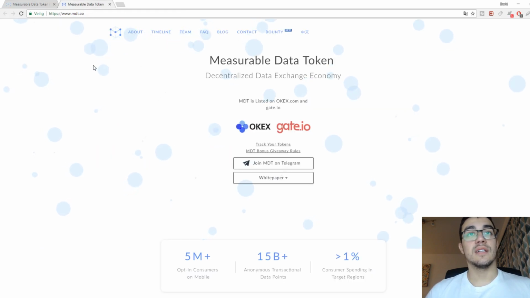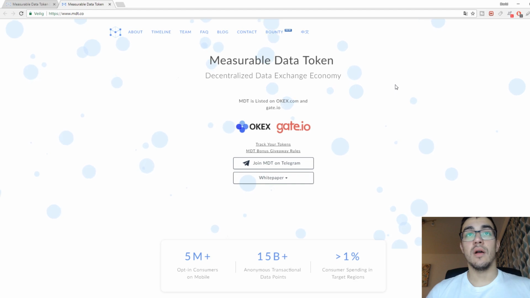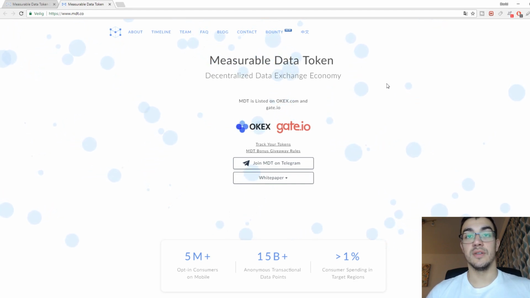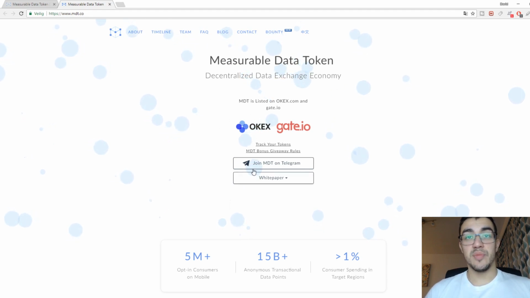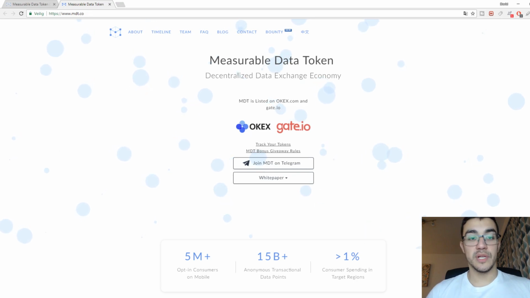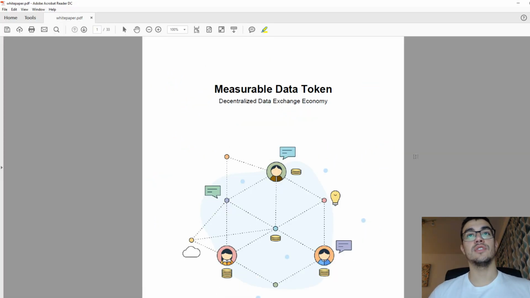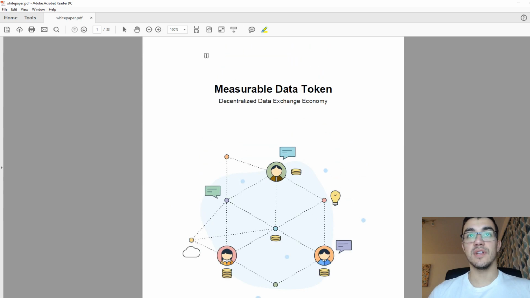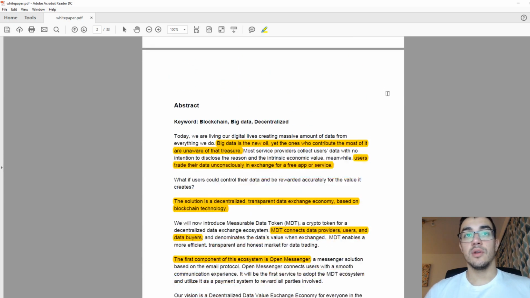What is Measurable Data Token? Measurable Data Token is a decentralized data exchange economy. First of all, we're going to go through the white paper, then we're going to go through the website, then we're going to look at their social platforms. So I downloaded the white paper so I could highlight the most important things. So here you see the white paper, Measurable Data Token, Decentralized Data Exchange Economy. We're going to go through the white paper in detail.